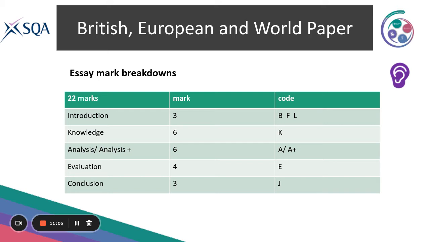Evaluation is up to 4 marks, and you will often see E, and you might see numbers written beside the E, so it might say E1, E2, E3, E4, and that's again just a code to let us know why you're being given that evaluation mark. In conclusions, often you'll see J's written beside the conclusions, and that's again just to let us see where we're giving you the marks.